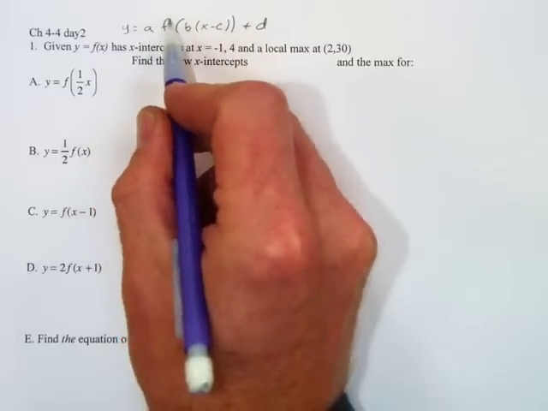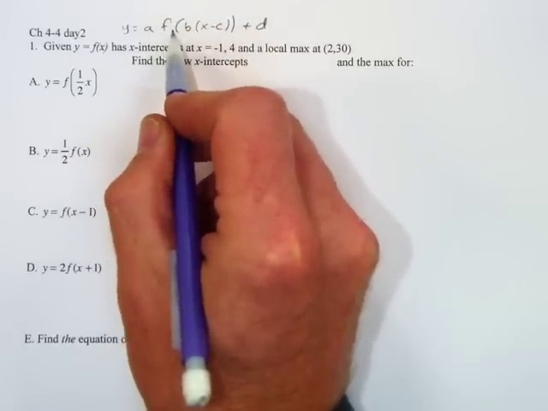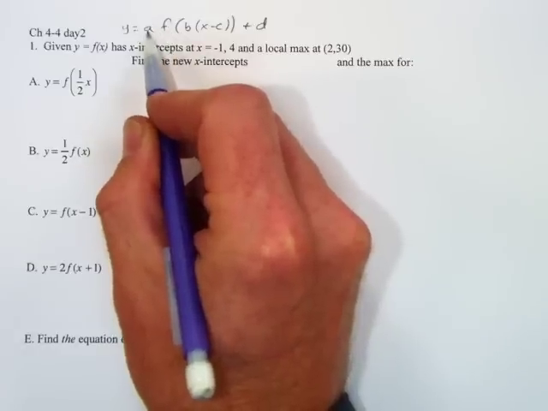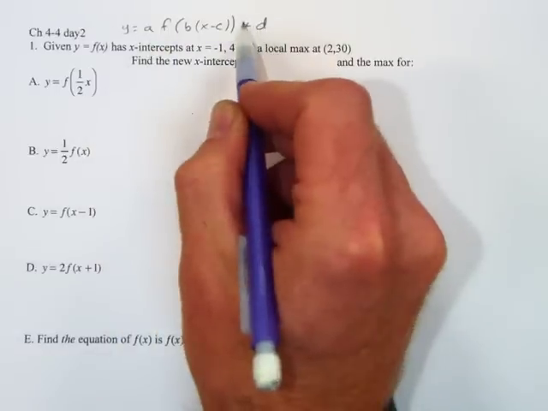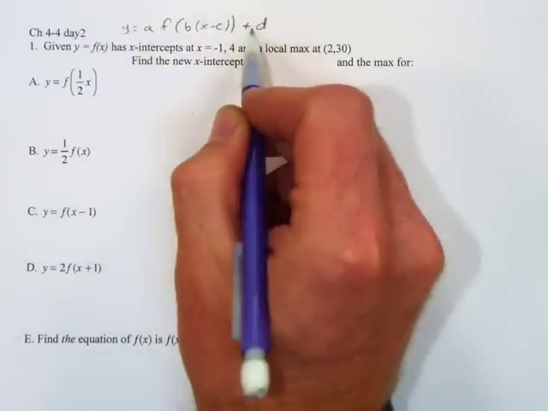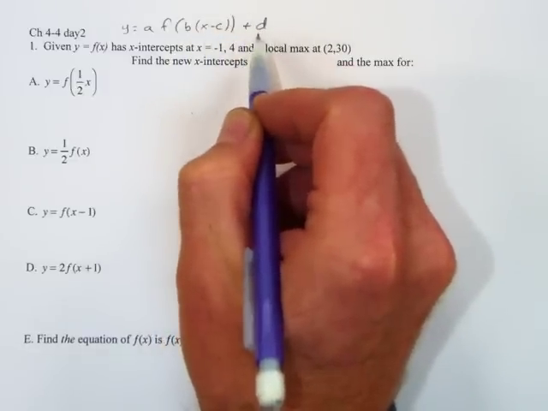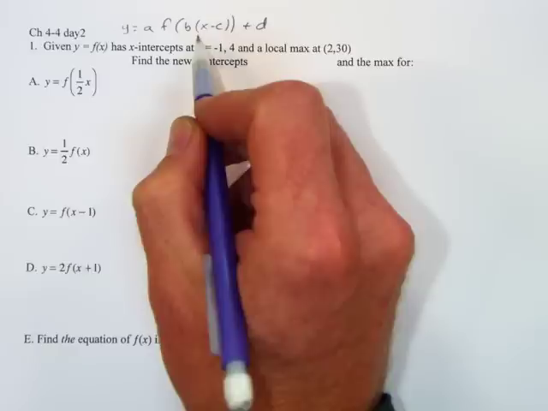Remember, a is being multiplied to f. F is our y value, so a is going to take our old y value and multiply it by this number. D is being added to this f, so whatever this old y value was, it's being added the amount of d, so it'll either move the graph up or down.